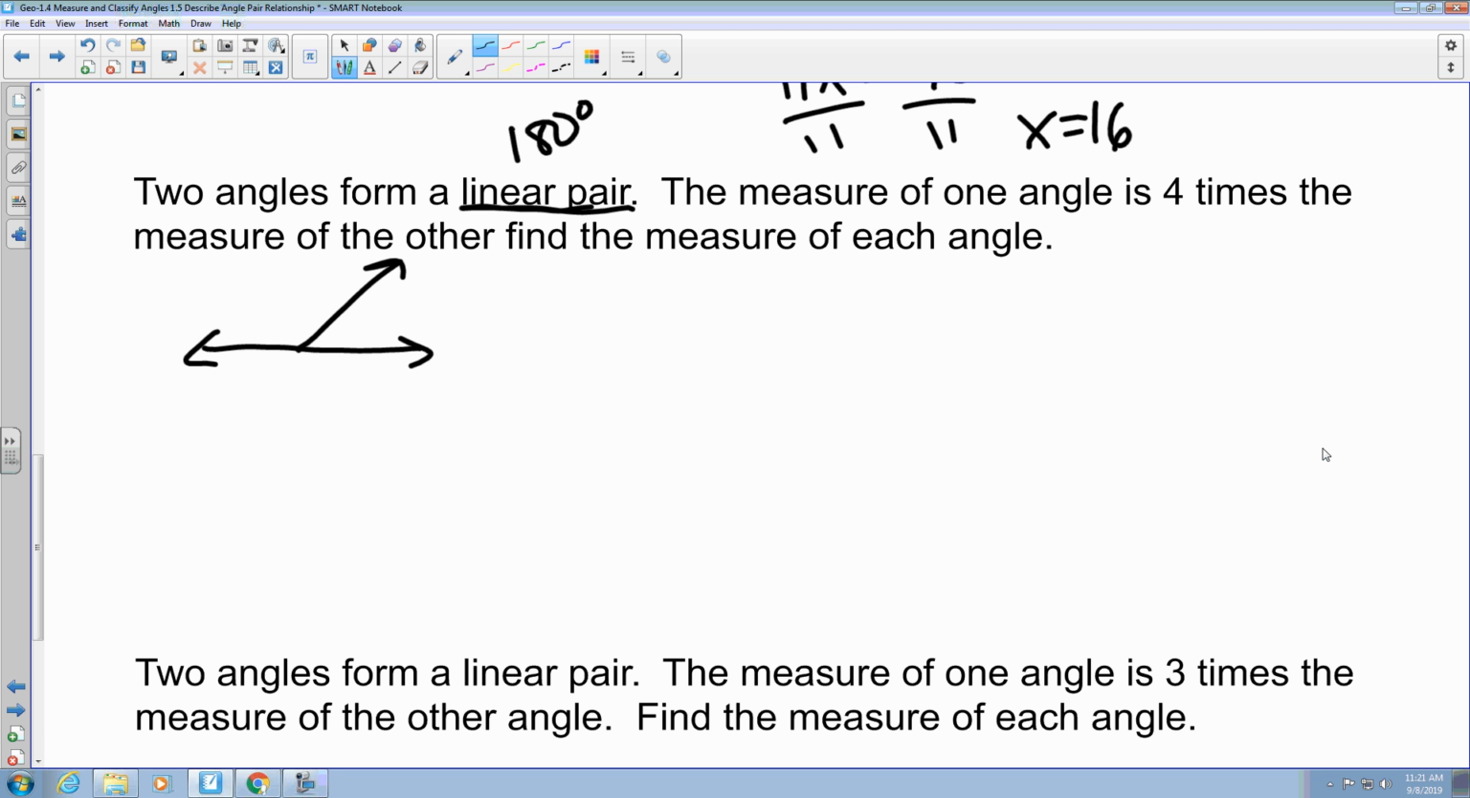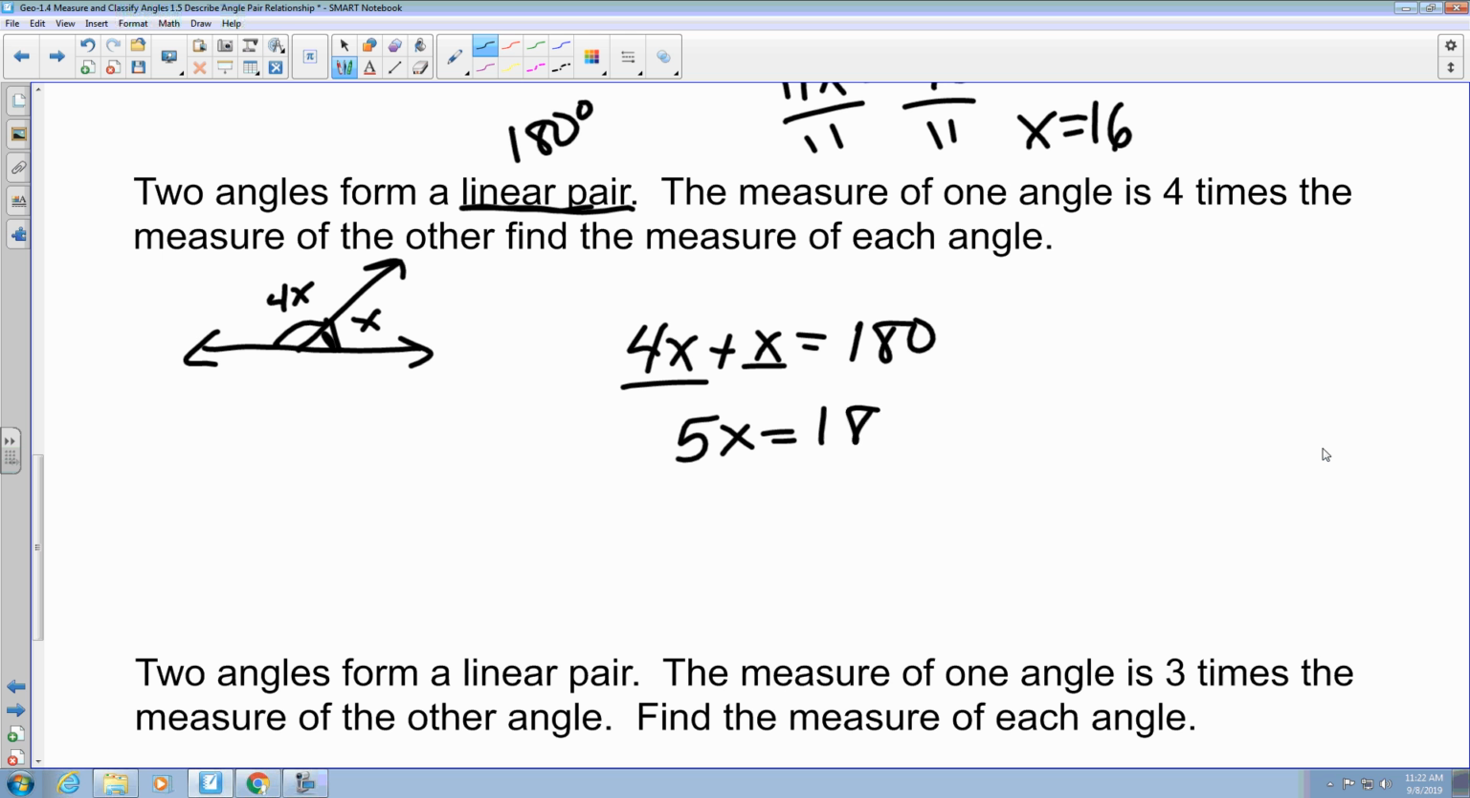So they say that one angle is 4 times larger, so this one appears to be the larger angle than this one. So let's just say that whatever this angle is, we're going to call it x. This is 4 times that measure, 4x. So since they gave us the information that it's a linear pair, we know that the sum of these would be 180 degrees. So 4x plus x is going to equal 180.